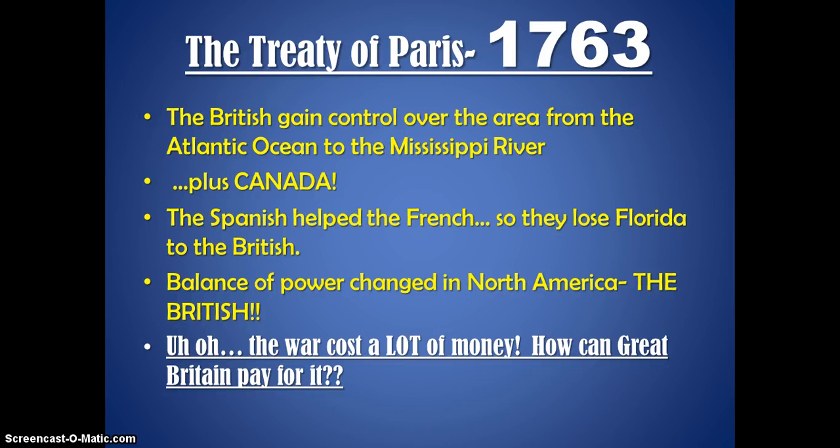Did anyone come up with the idea of taxes? If you did, you were correct. The British are going to end up taxing the colonists to pay for the French and Indian War. And this is going to lead to the Revolution, which we will get to soon.